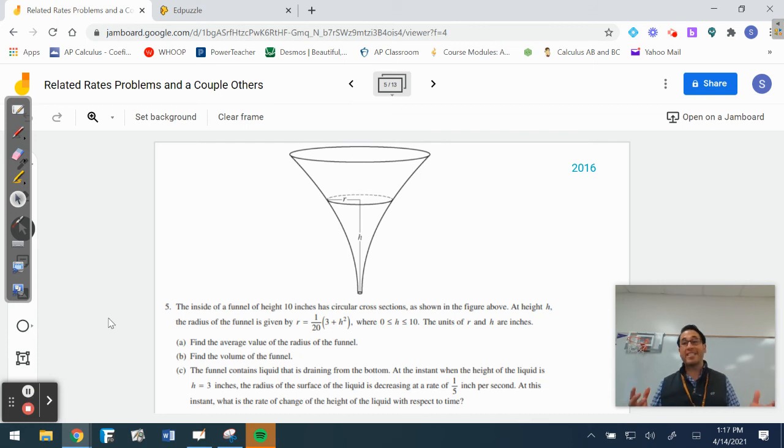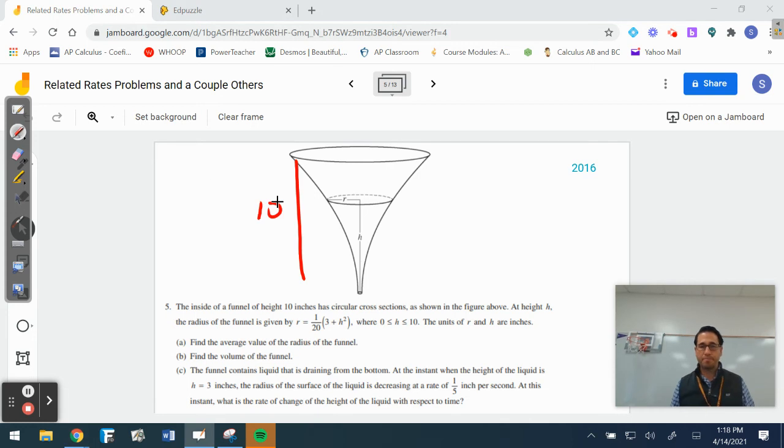All right, here we go. This time we have a funnel. So the funnel and the liquid that's in this funnel are definitely going to change here, if we're dealing with related rates, but let's find out what we're dealing with. The inside of a funnel of height 10 inches. This is 10. The whole thing is 10.